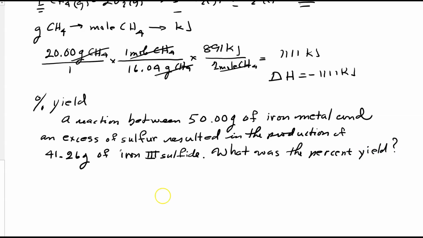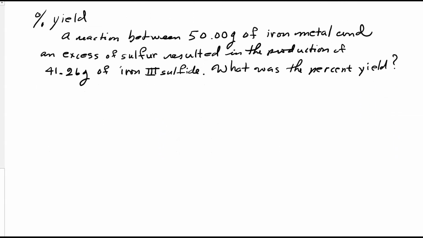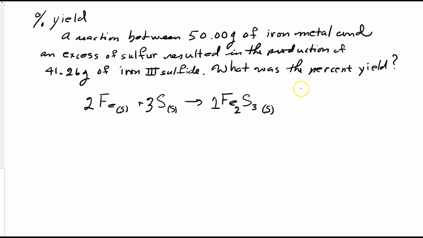So again, we start off by writing the equation and balancing it. We see that we have iron, Fe as a solid, plus sulfur as a solid, yields iron 3 sulfide, and that is going to be Fe2S3. That's a solid. It's also known as fool's gold because it looks like gold. If we balance the reaction, we find that we need 2 of these to 3 of these to 1 of these. So the first step is write the reaction, balance the reaction. Again, we're going to follow the same pathway.